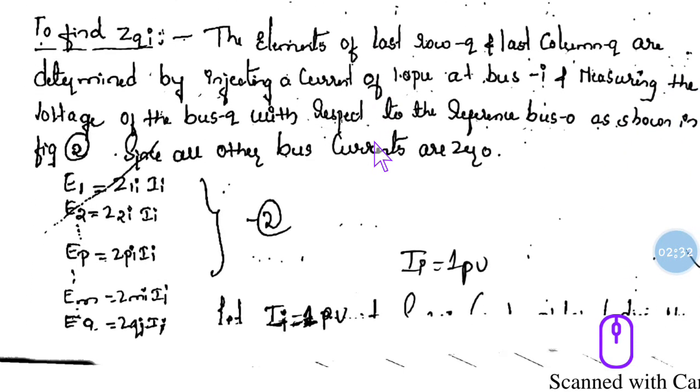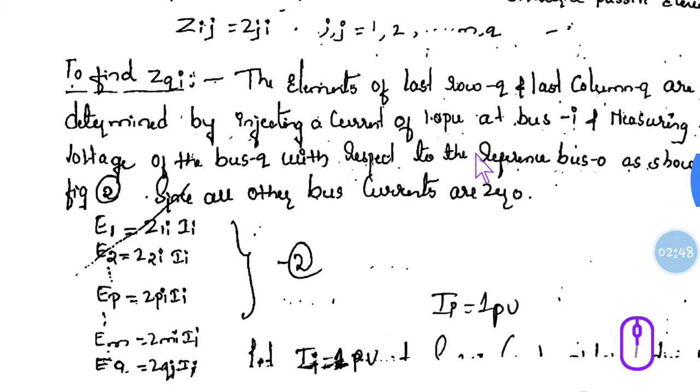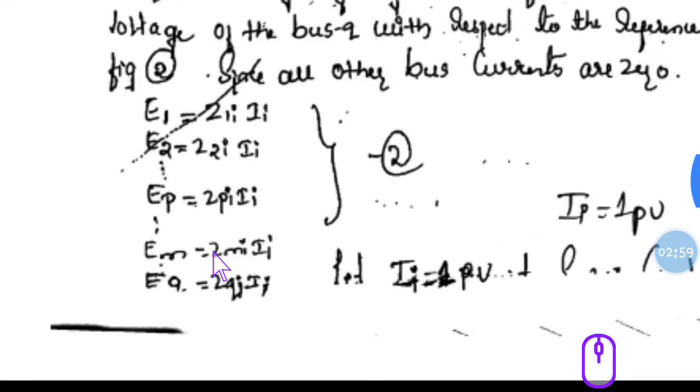First you have to find the value of Z of Qi, the impedance, and the off-diagonal. So now I am writing these values. E is equal to Z into I. First find out E1. E1 is equal to Z1i into Ii, E2 is equal to Z2i into Ii, EP is ZPi into Ii. And what about EQ? EQ is ZQi into Ii.